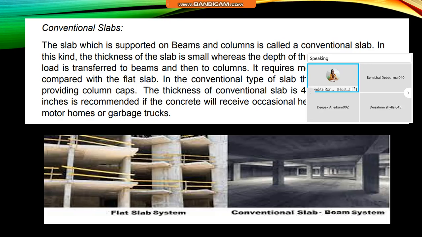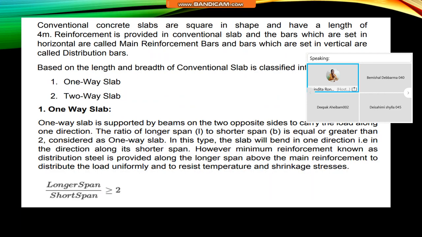5 inches to 6 inches is recommended if the concrete will receive occasional heavy loads such as motor homes or garbage trucks. Conventional concrete slabs are square in shape and have a length of 4 meters. Reinforcement is provided in conventional slab, and the bars which are set horizontal are called main reinforcement bars, and the bars which are set vertical are called distribution bars.